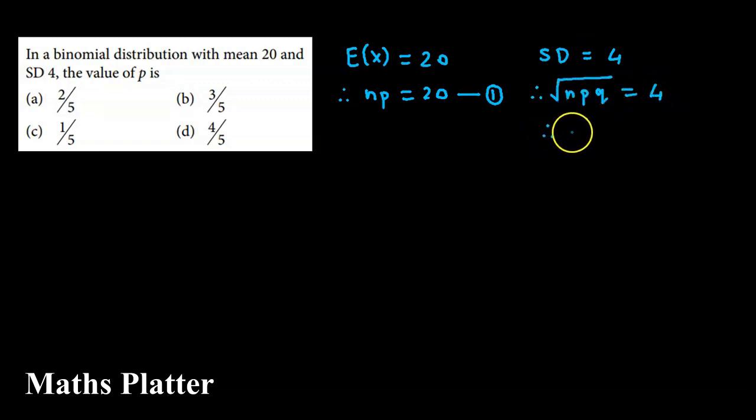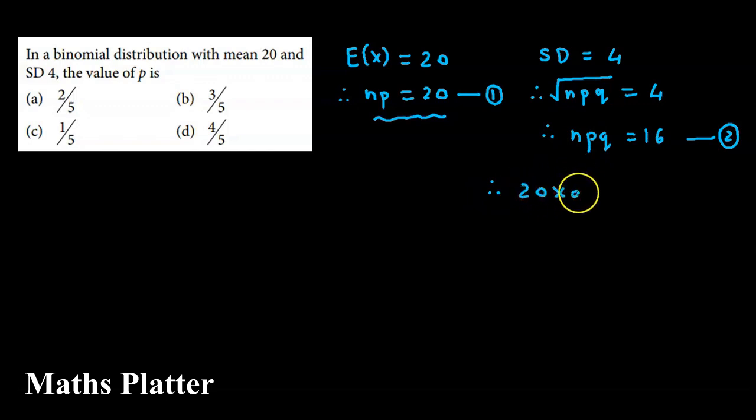So root of npq is equal to 4. Squaring both sides, we have npq is equal to 16. Let us call this as equation 2. अब इसमें हम n into p की वैल्यू यानी ये वाली वैल्यू 20 यहाँ पर हम सब्स्टिट्यूट कर देंगे. देखिए, तो ये np हटाकर हम लिख देंगे 20. So 20 into Q is equal to 16. So Q is 16 by 20, which reduces to 4 by 5.